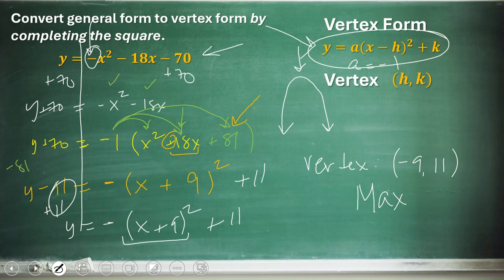So that's it. We have converted general form to vertex form. By completing the square, we identified the vertex. We determined that our vertex represented the maximum or the highest value on our graph.